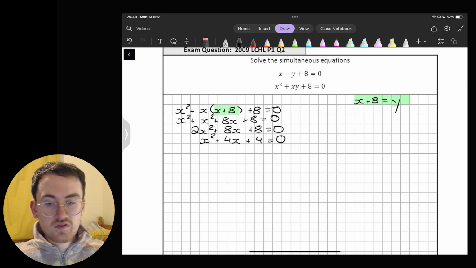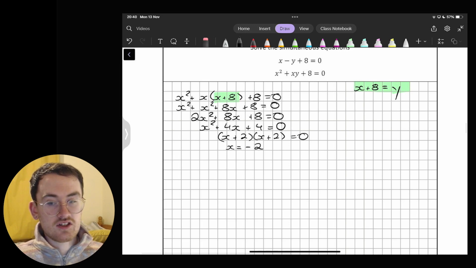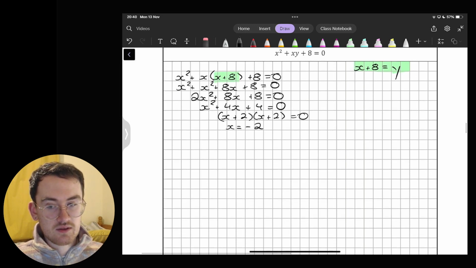x squared plus 4x plus 4. And x squared plus 4x plus 4 gives us a nice solution of x plus 2, x plus 2. It's just a perfect square. So we get that x is just equal to minus 2.